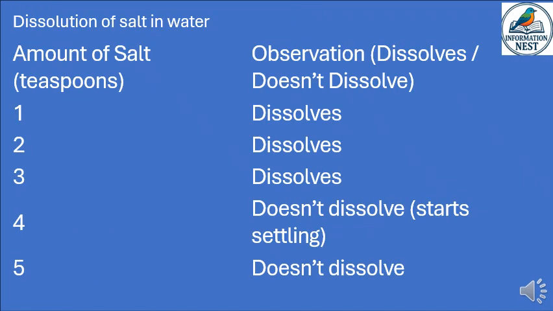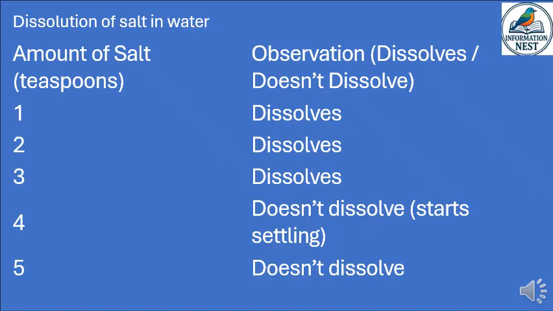Let's stir up some science. In this activity, we explore how much salt water can hold before it says that's enough. We started with a clean glass half filled with water and added salt 1 teaspoon at a time. Here is what we observed. 1 teaspoon dissolves easily. 2 teaspoons still dissolves. 3 teaspoons, no problem, dissolves.